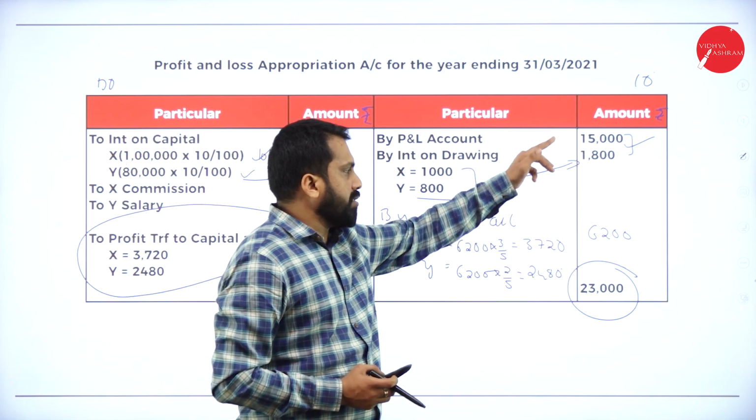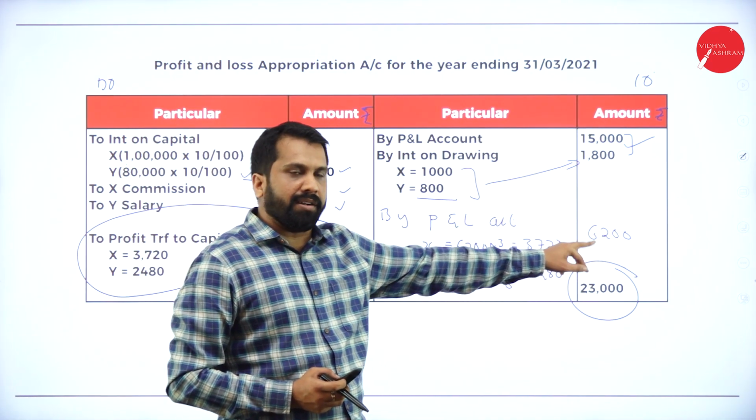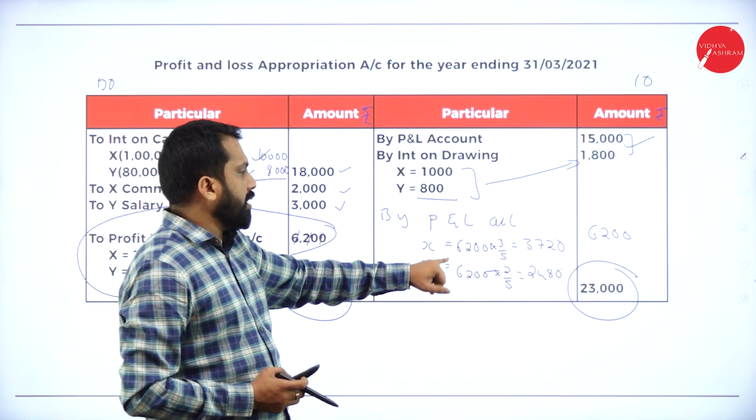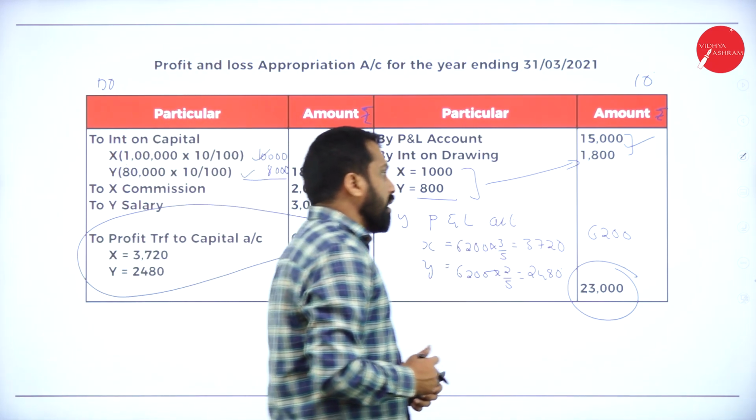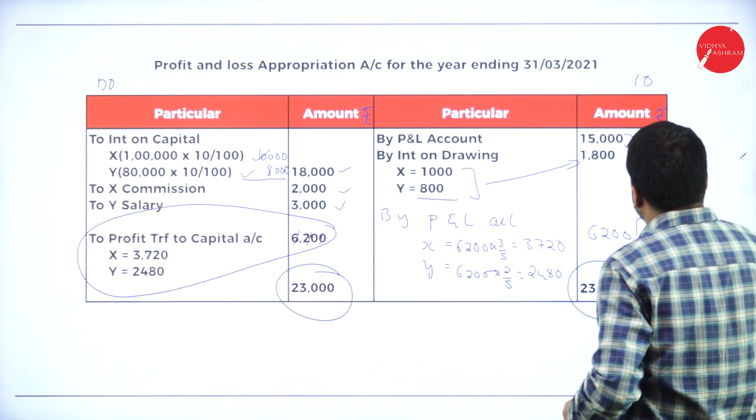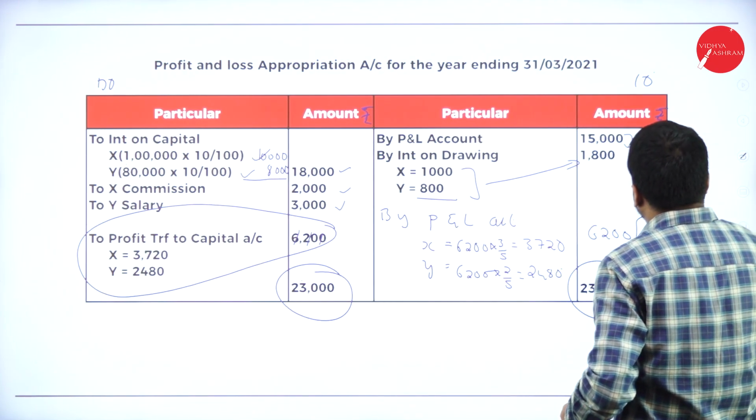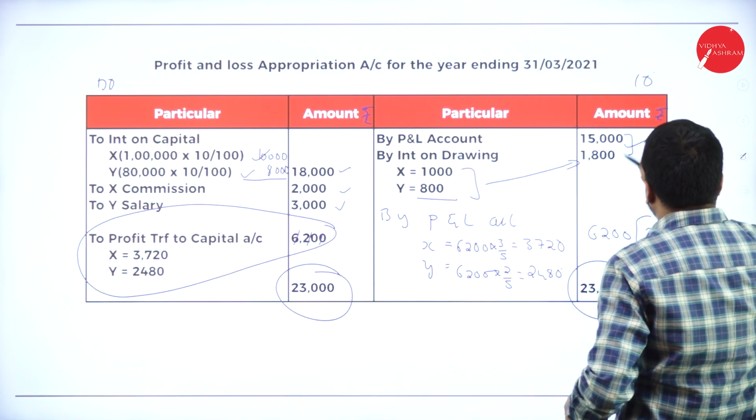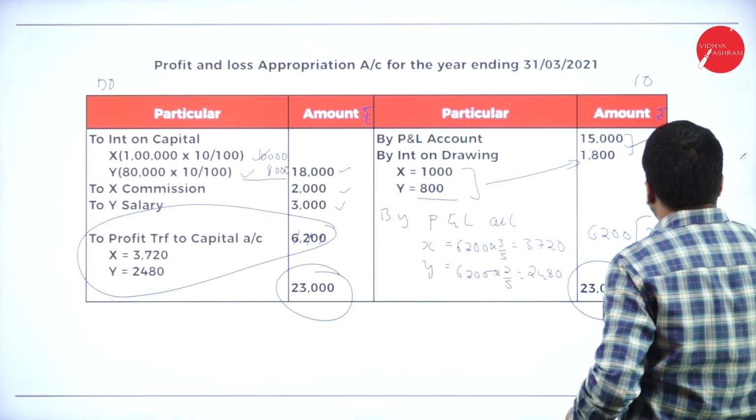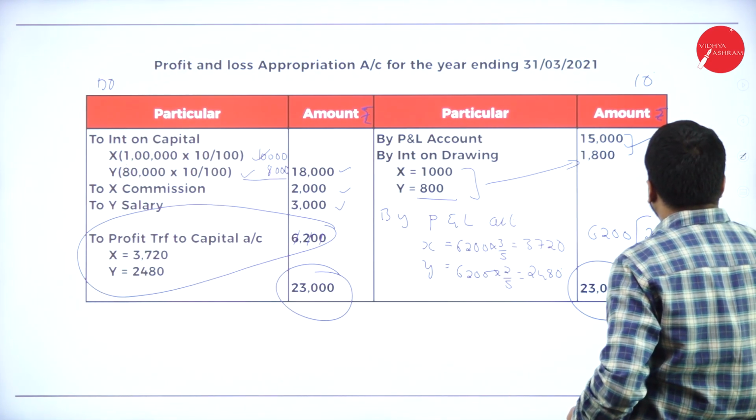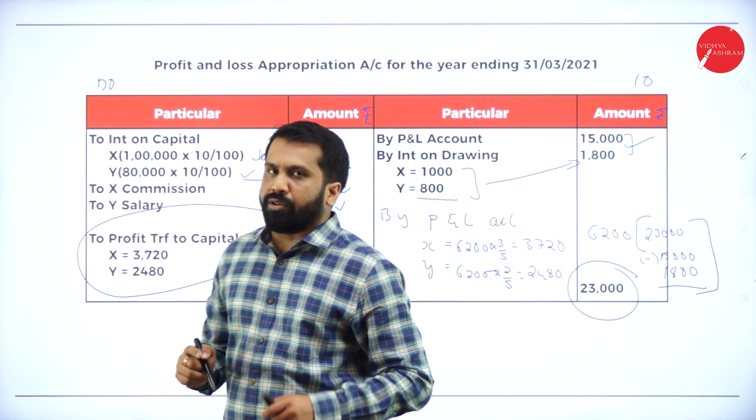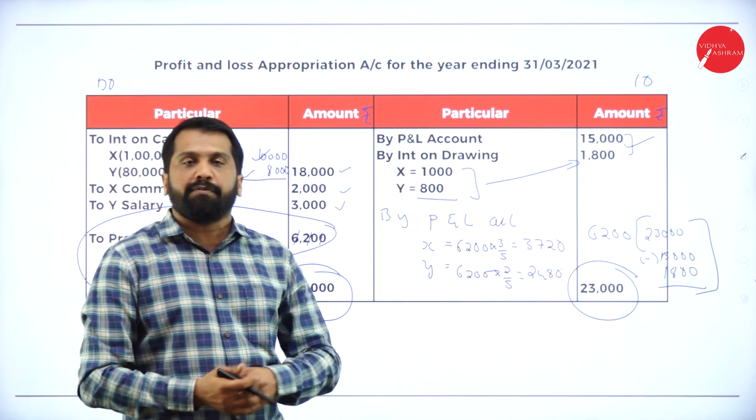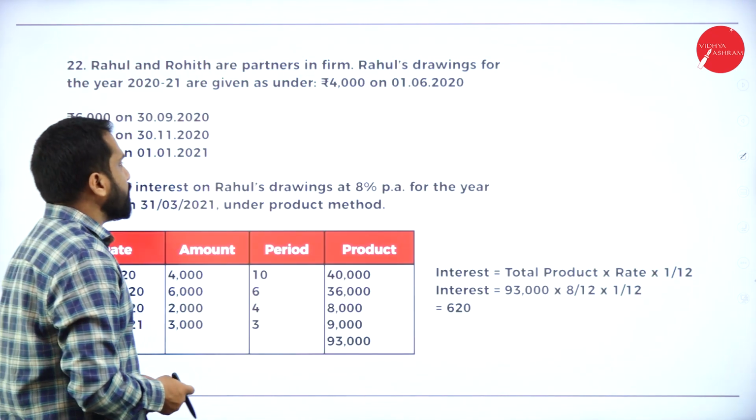23,000 minus these two, you will get 6,200. From 6,200, if you calculate 3 by 5, 2 by 5 is your answer. How did you get this 6,200? Remember, 23,000 your total minus 15,000 minus 1,800. All the calculation I showed you. Why? Because it will be easy for you to calculate.